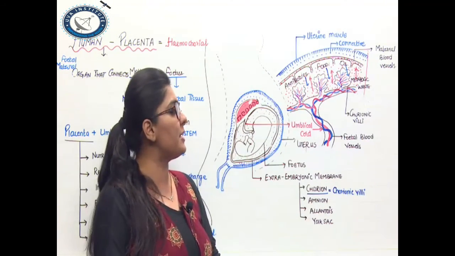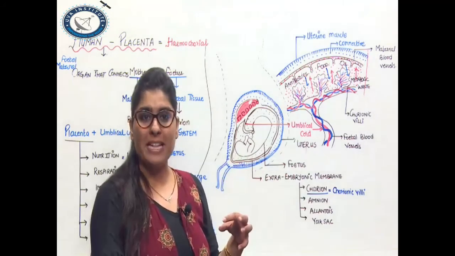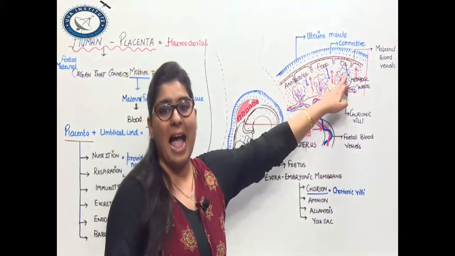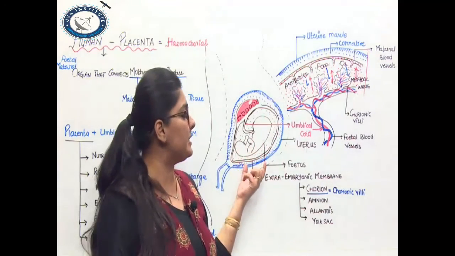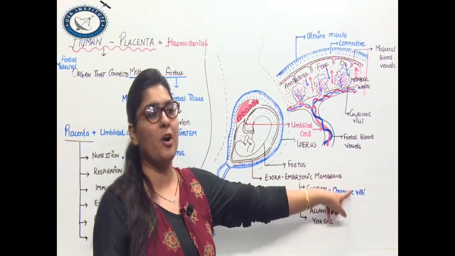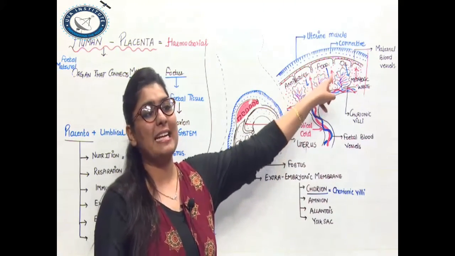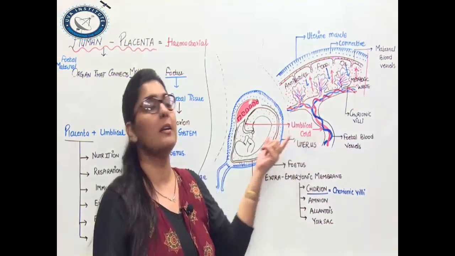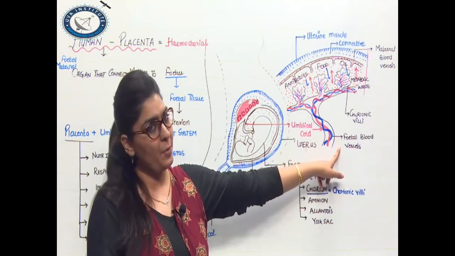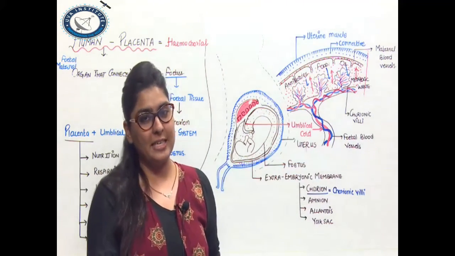The tissues which are forming the placenta are maternal tissue, the blood, and the fetal tissue, that is the extraembryonic membrane, chorion, that is chorionic villi, that contains the embryonic blood vessels or fetal blood vessels, arteries and veins. Hope it is clear to you.